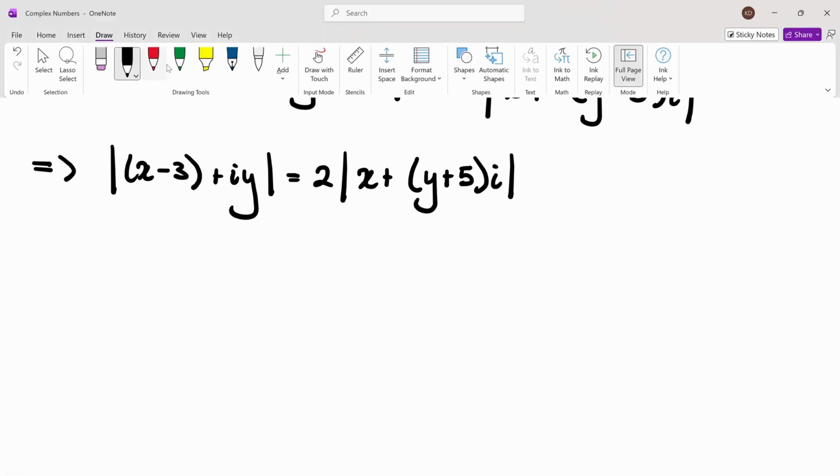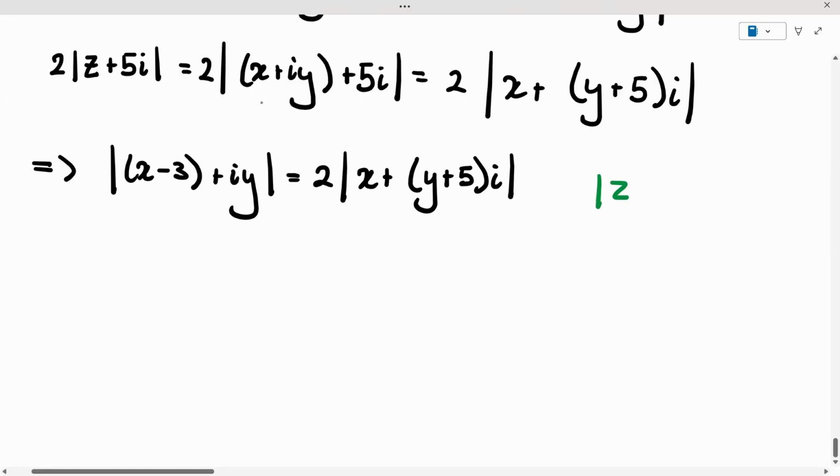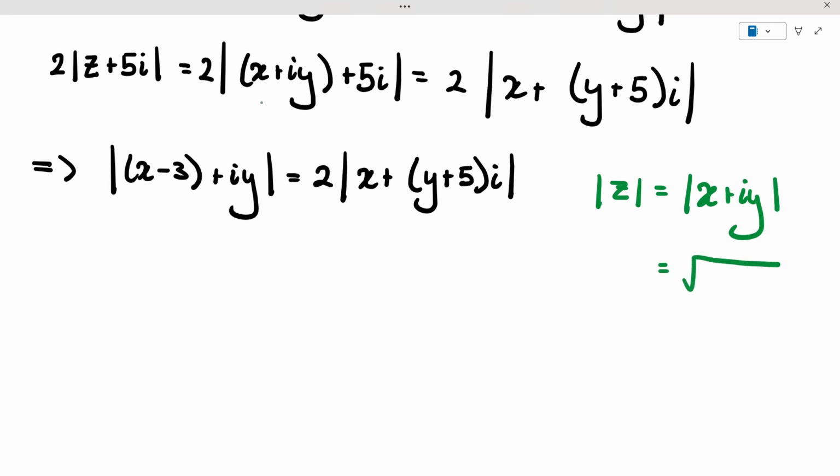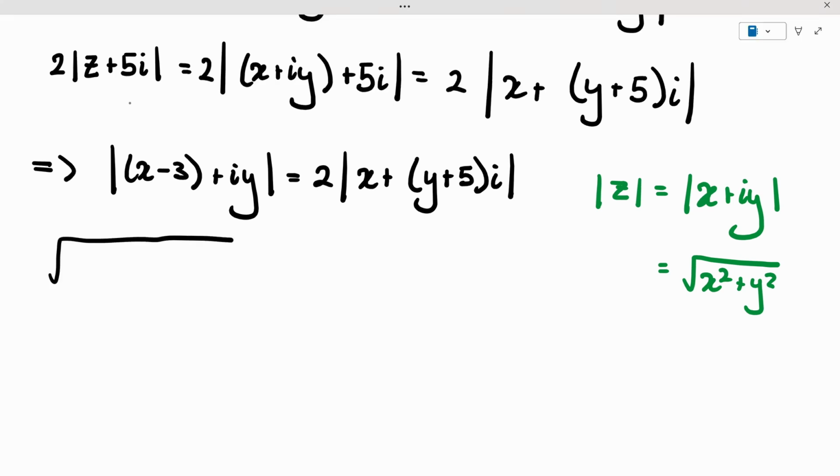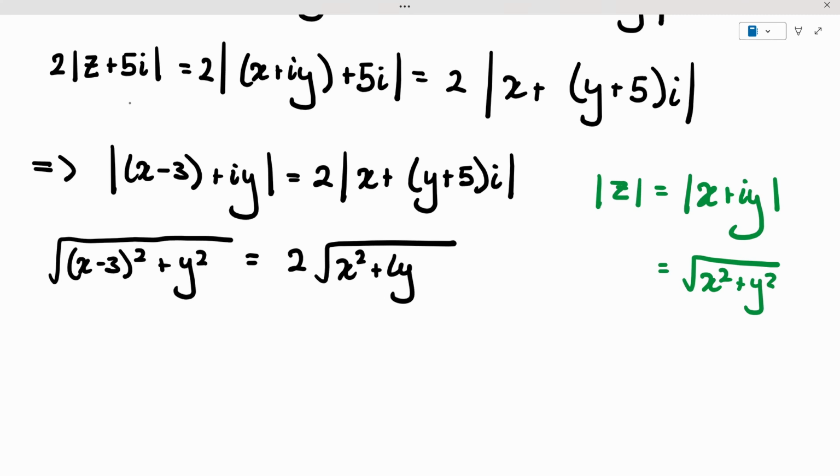Right. So what is the modulus of a complex number? The modulus of z, which is the modulus of x plus iy, is equal to the square root of x squared plus y squared. So if we use that over here, on the left-hand side, we get the square root of the x minus 3 squared plus y squared is equal to 2 times the square root of x squared plus y plus 5 squared.